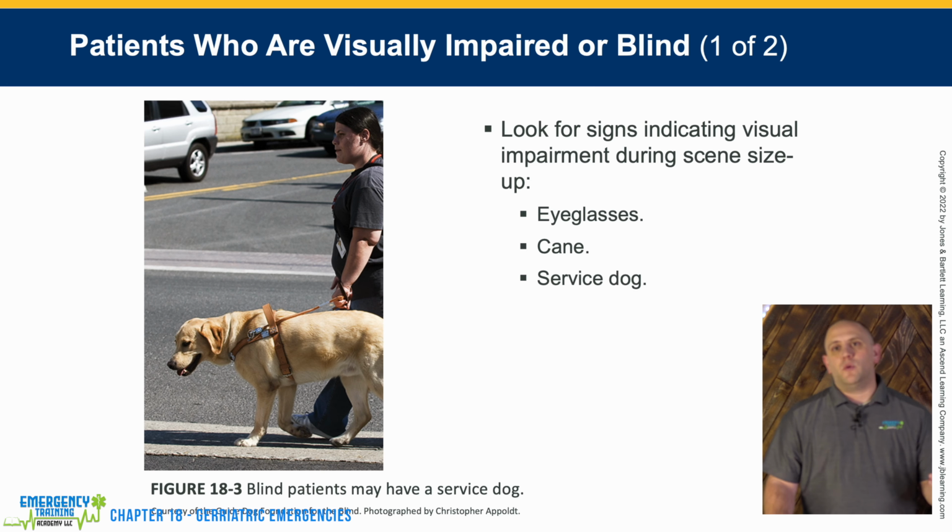Next, we can have patients who are visually impaired or blind. Some of the things that we can look for to indicate that they are visually impaired, we will look for during that initial scene size up. Start looking for eyeglasses, see if they have a cane or a walking stick, or if there's a service dog. If you think that the patient is blind, simply ask them, can you see?